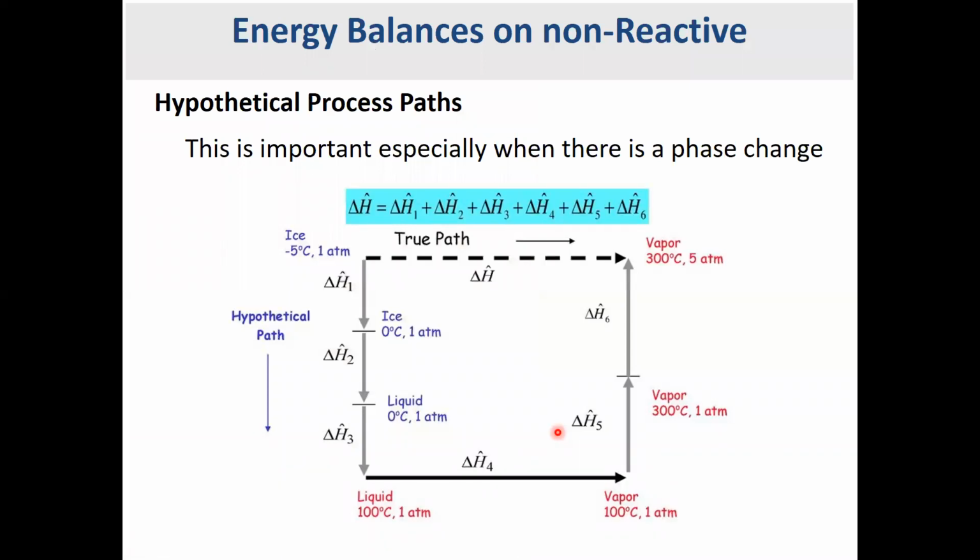So up to now, we didn't have any phase changes, right? But in the case that you have a phase change during these changes of the state of the system, rather than only the change of temperature or pressure, you have phase changes. For example, in that case, we have ice at -5 degrees and atmospheric pressure. We want to change it to vapor at 300 Celsius and 5 atmospheres.